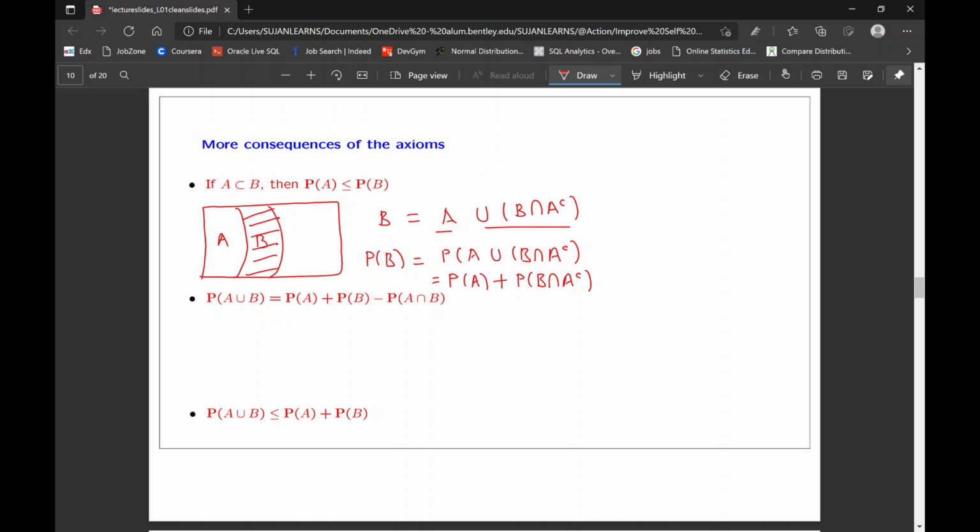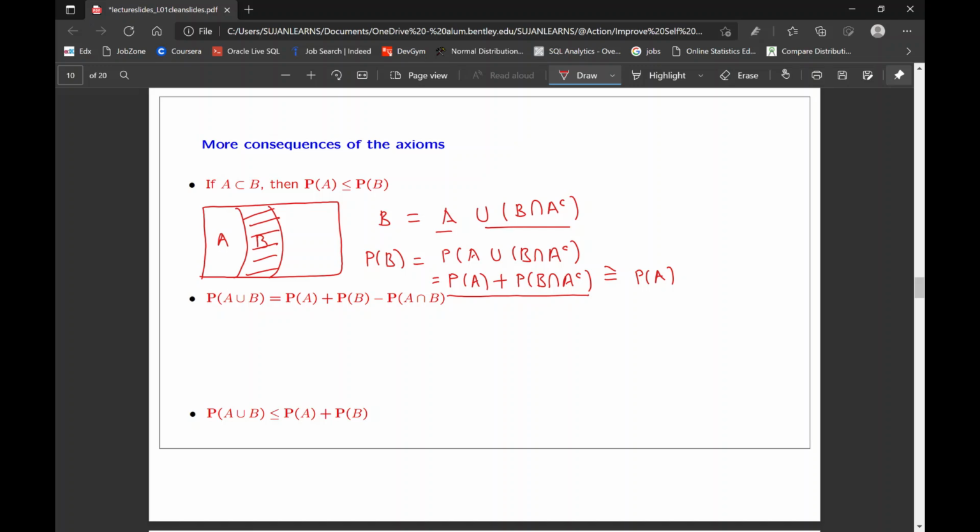We know that all probabilities are non-negative, which means this expression here is equal to or greater than probability of A. Now we have proved that if A is a subset of B, then probability of A is smaller than or equal to probability of B.